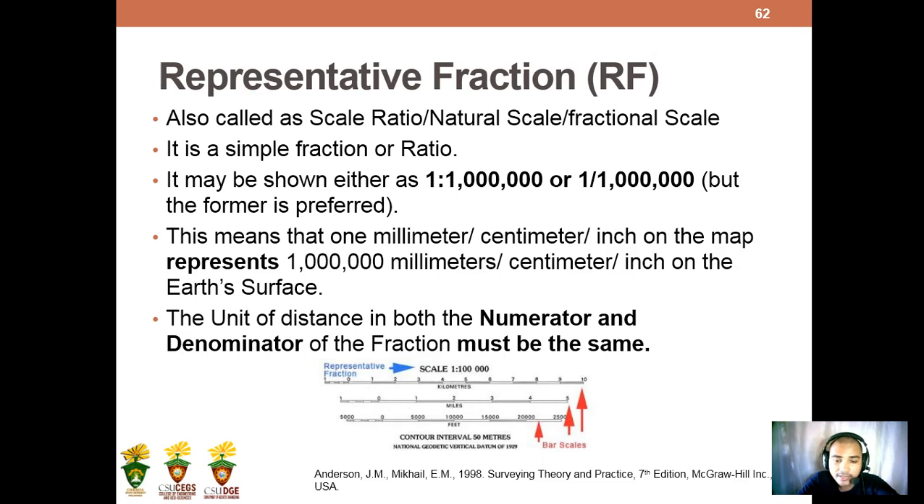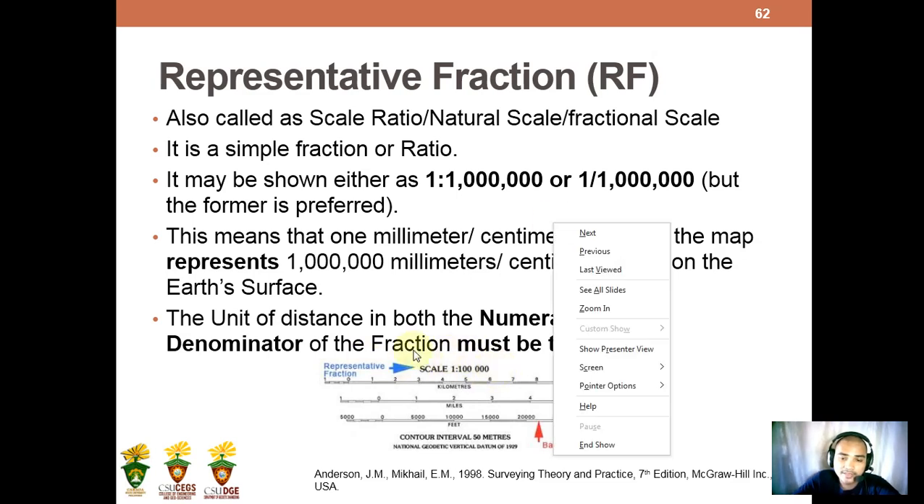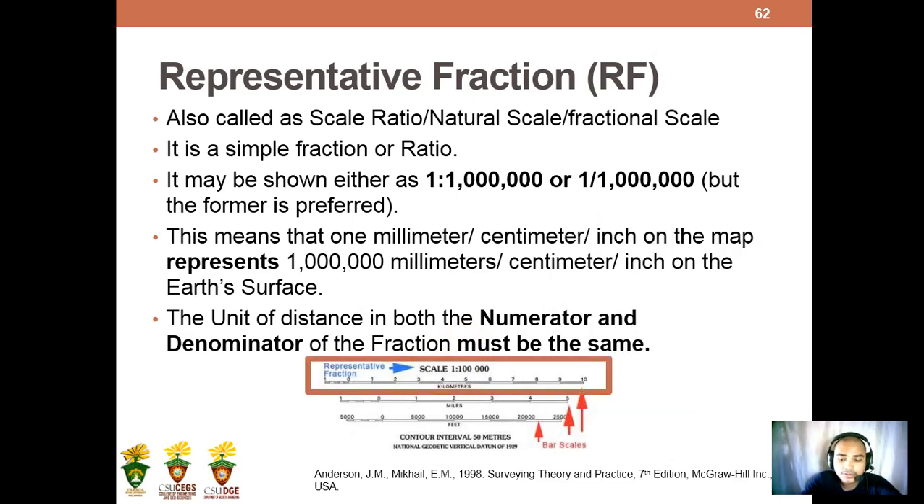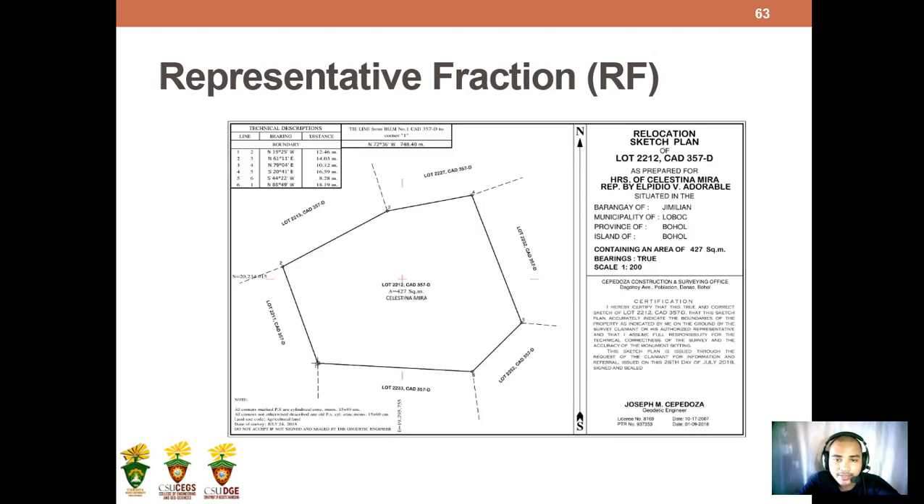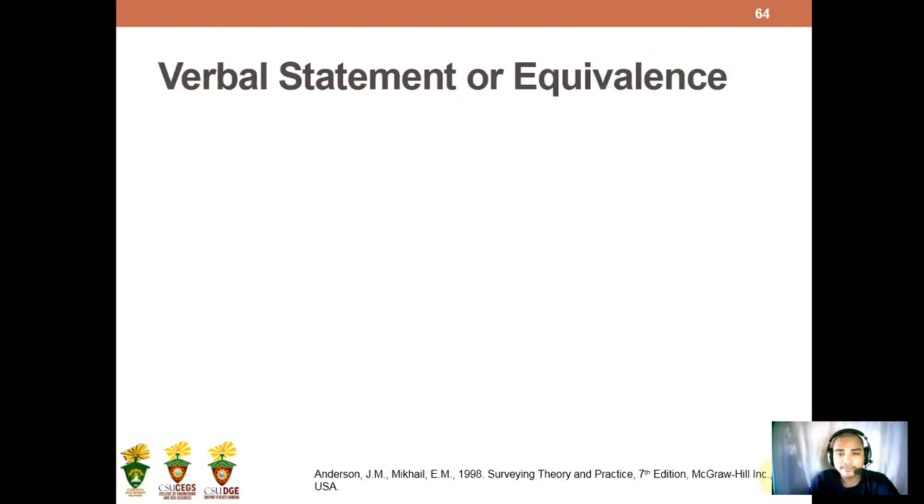Scale daw niya is 1:2, yan sa taas na part. This is a representative fraction. Kanang naka-box. So, in this part, for example, in a sketch plan of a certain land, you can see here the scale that is 1:200. So, ingana ang form sa representative fraction, rather.